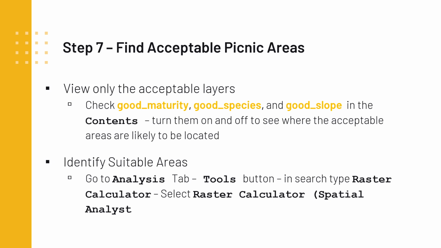What I'd like you to do is turn the layers on and off to get an idea where the ideal place is going to be. Remember, the ideal place is where it meets all 3 of our criteria. But how do you identify them so you can see only the good? To do that, you're going to go to the Analysis tab again, to the Tools button, and search Raster Calculator. You're going to select the Raster Calculator Spatial Analyst.